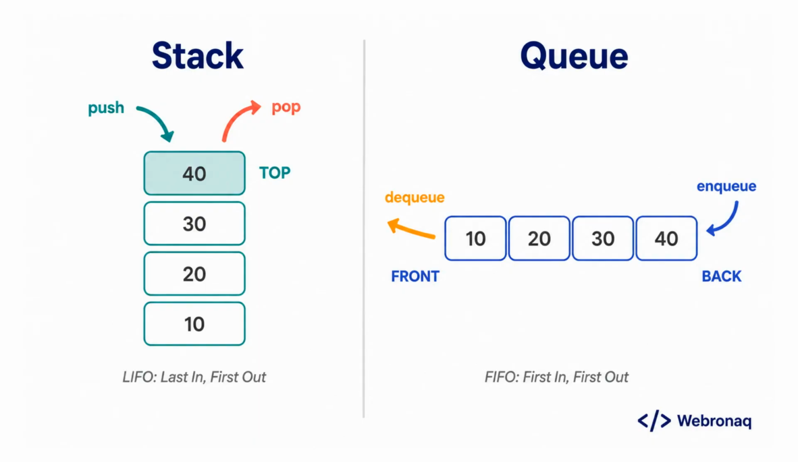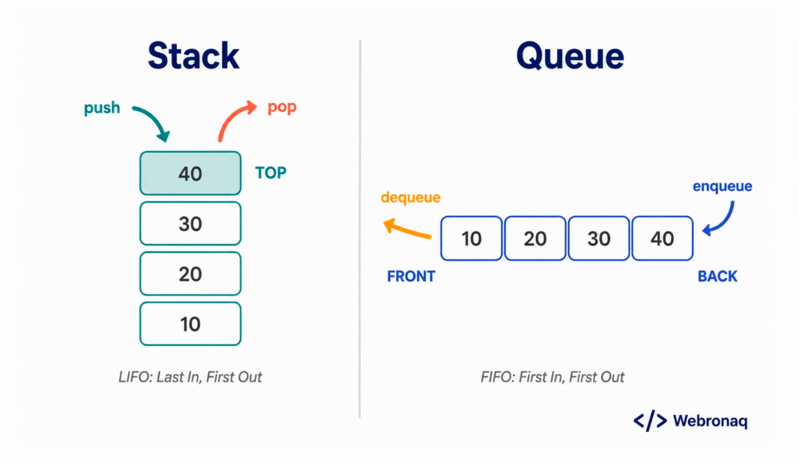Now contrast that with the queue on the right. A queue is FIFO, meaning first in, first out, like a line at a coffee shop. The first person in is the first one served. Both are fundamental data structures, but they serve different purposes. The stack is all about reversing order and tracking the most recent item. Keep that LIFO rule in mind, because everything else we cover builds directly on it.